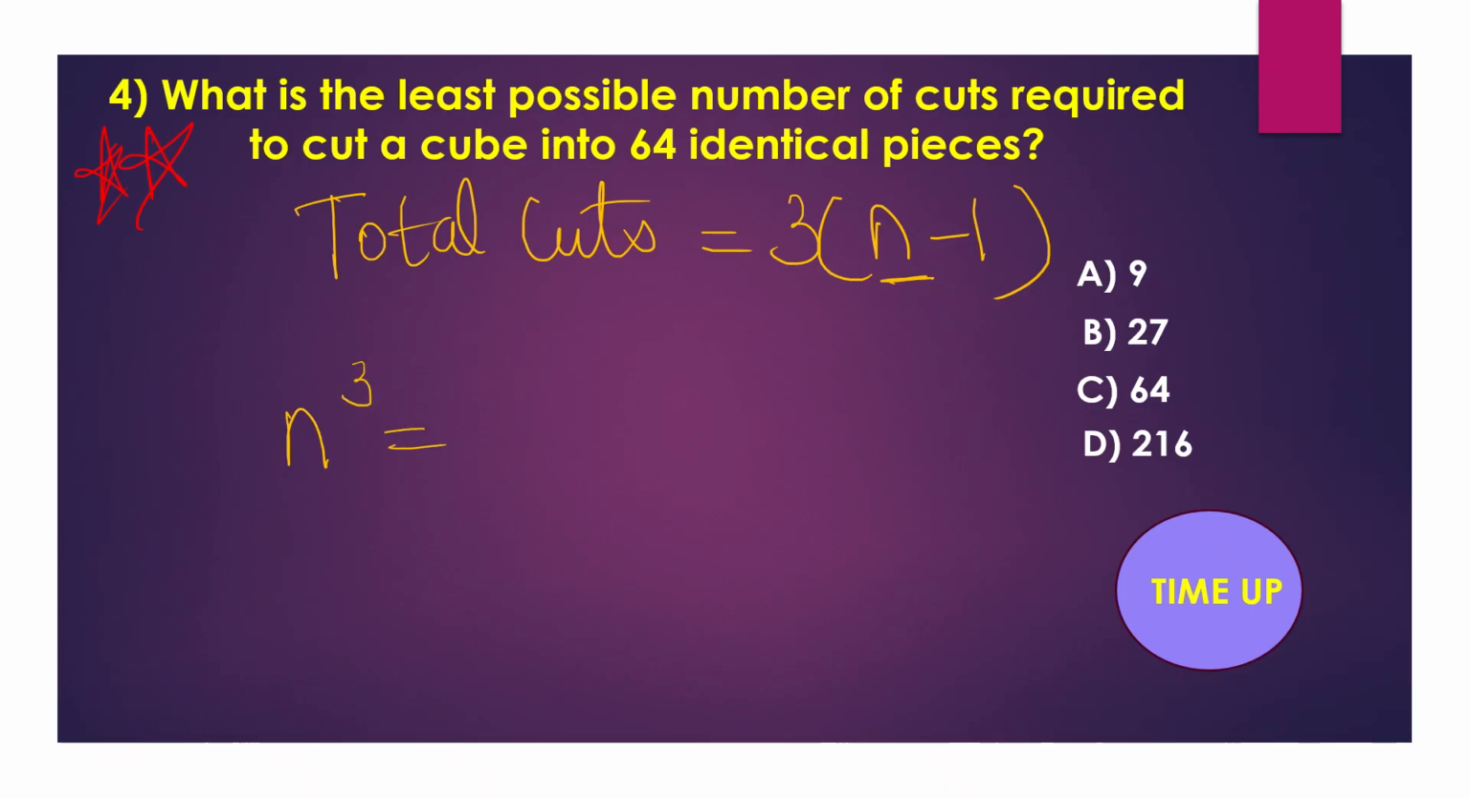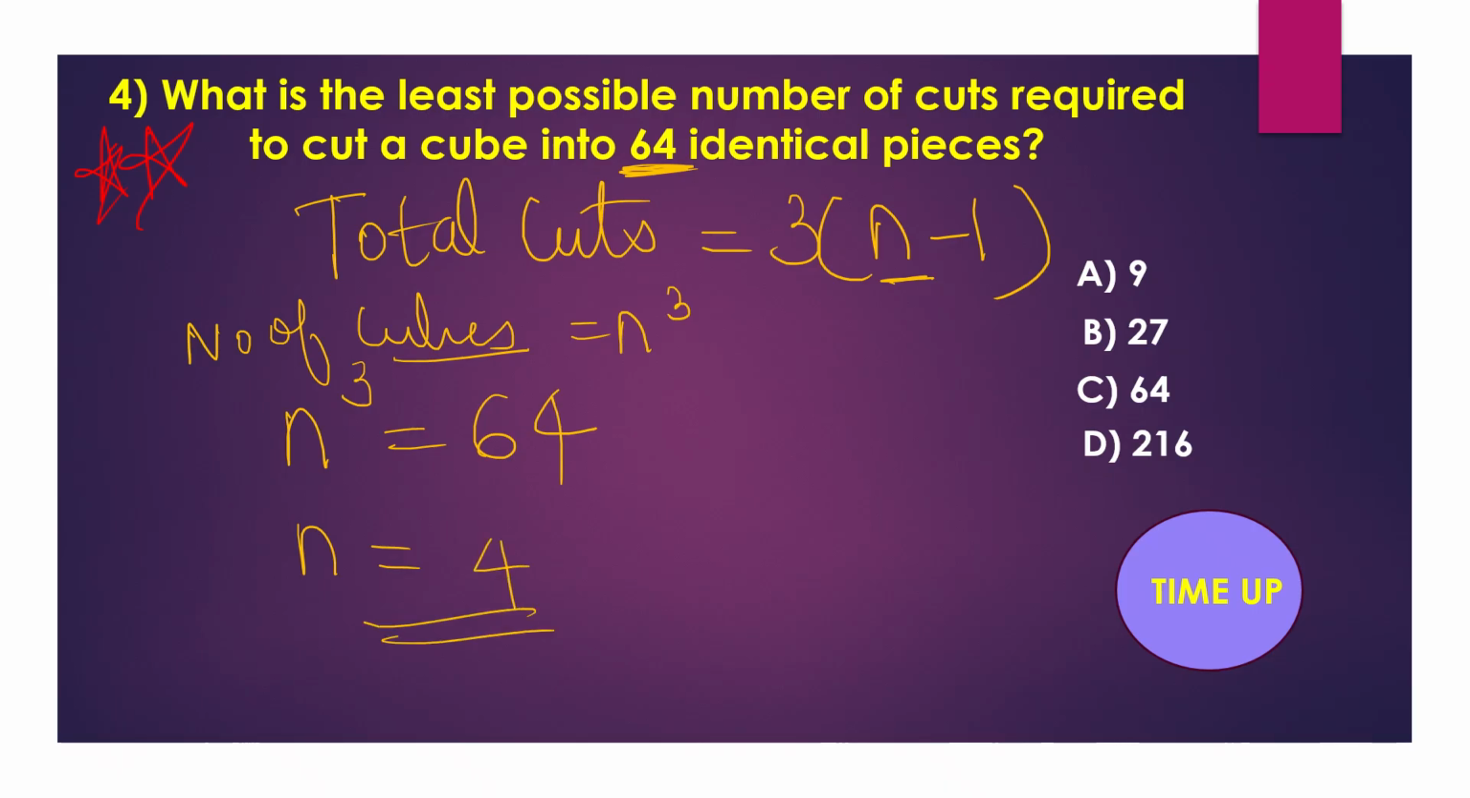So n cube is 64, they have given. Because they have given the number of cubes. Number of cubes is 64, they have said. So number of cubes, remember the formula for number of cubes? It is n cube. So what is the value of n? It will be cube root of 64. And what is the cube root of 64? 4. Correct?